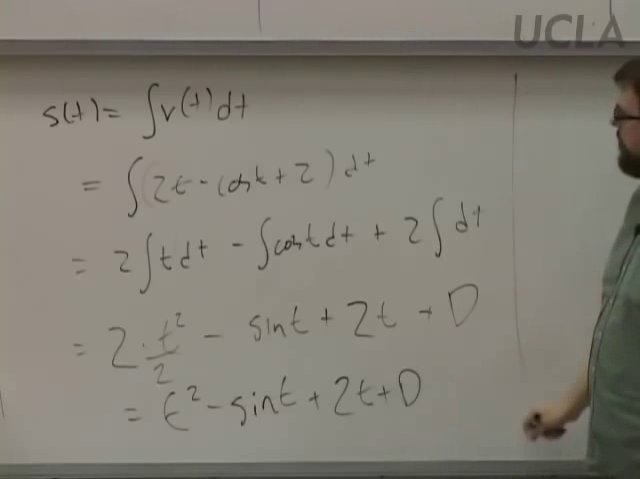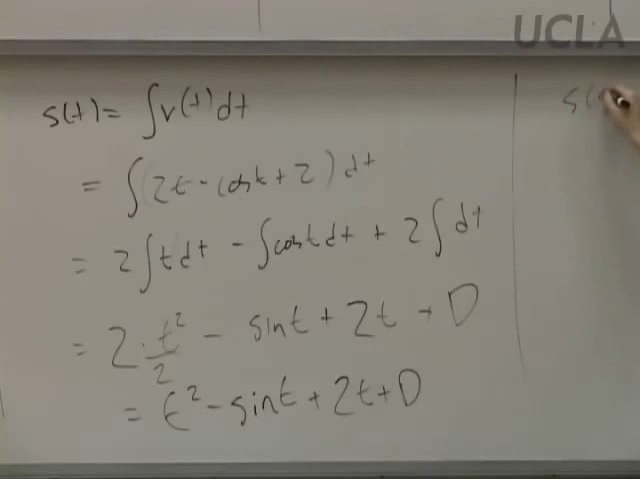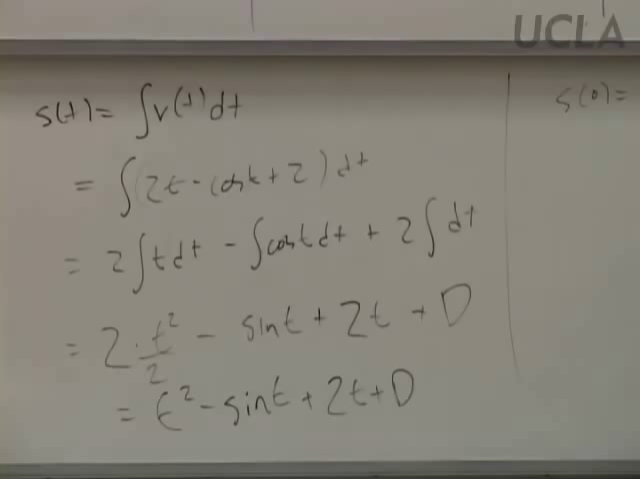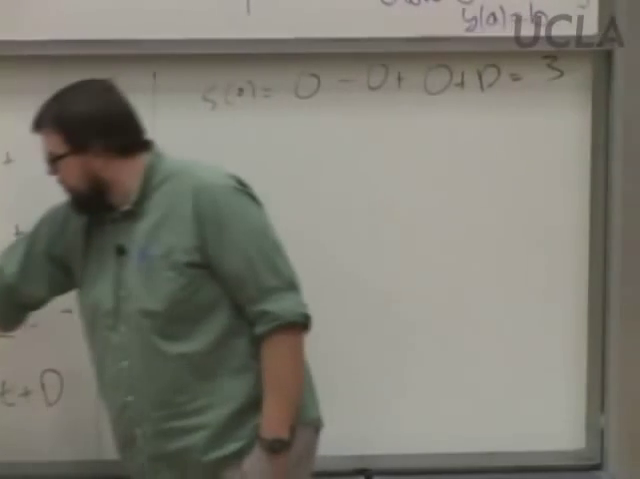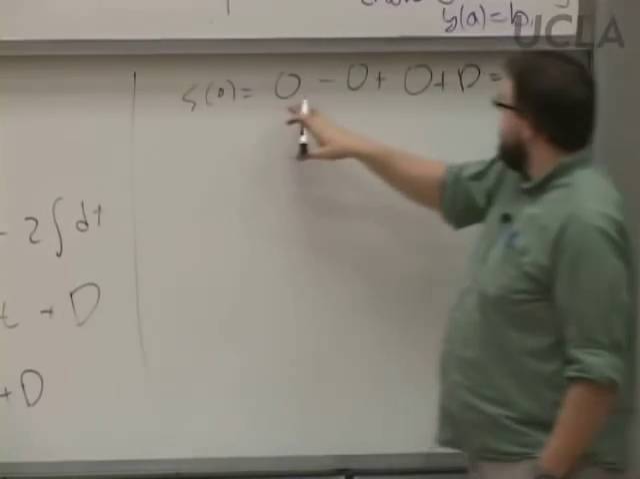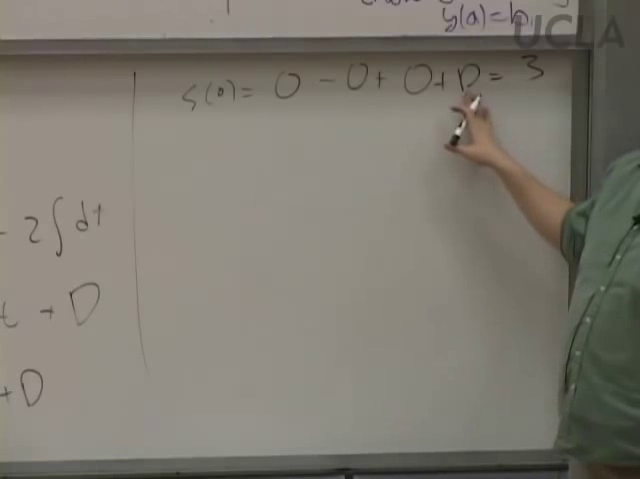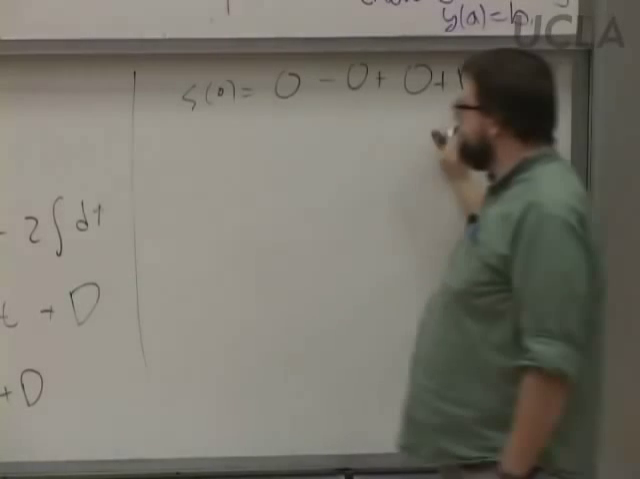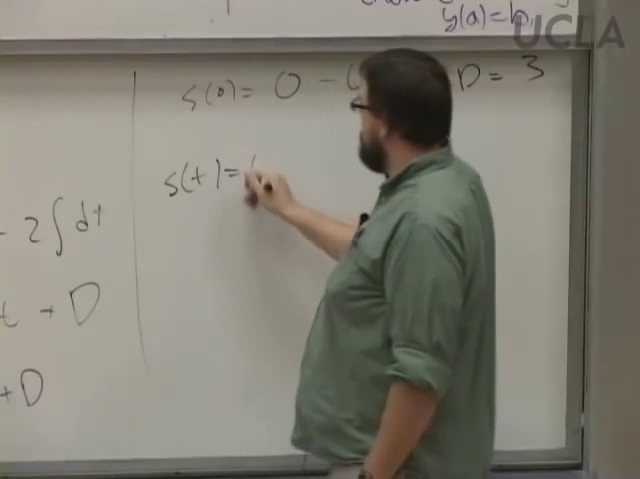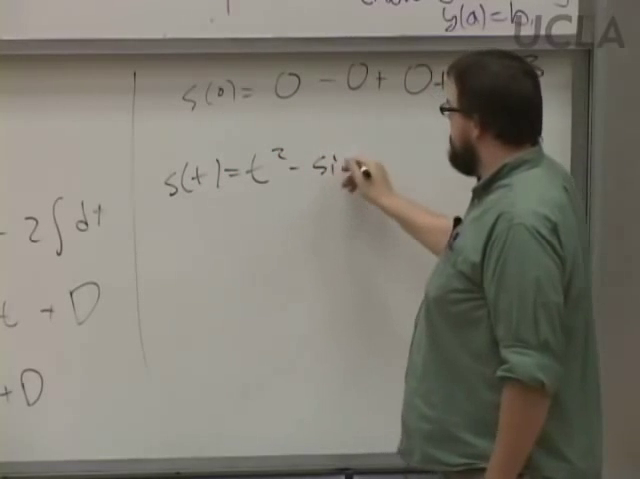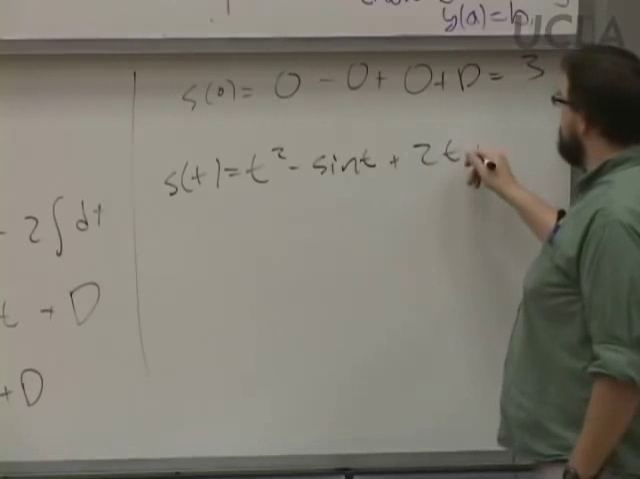And now we do the same thing we did before, where we used our initial condition. So s of 0 is 0 minus sine of 0, plus 2 times 0 plus d, which should equal 3 according to our initial conditions. So I just plug 0 into here. This is our s of t. And everything became 0 except, of course, the constant, because it's just a constant all the time. And so therefore, I can conclude that the position function looks like t squared minus sine t plus 2t plus 3.